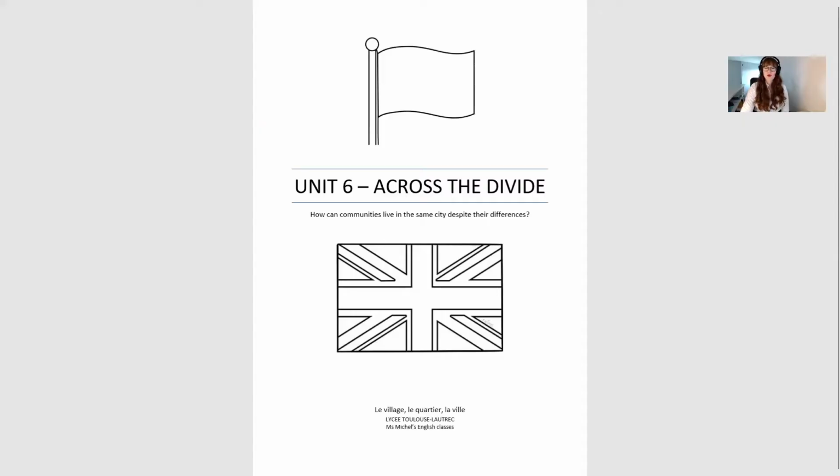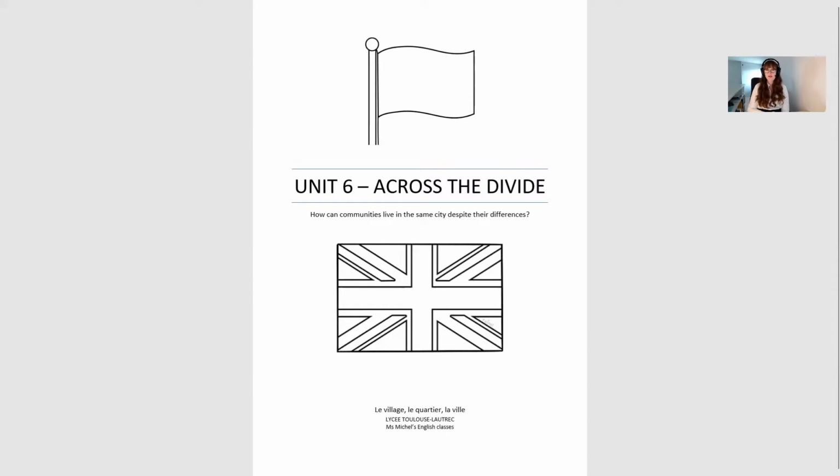So today we are starting a completely new chapter, a new unit called Across the Divide. We are talking about Northern Ireland. Let's have a look at the brochure before getting started. Your brochure should look like this. Unit 6, Across the Divide, with the question, how can communities live in the same city despite their differences?